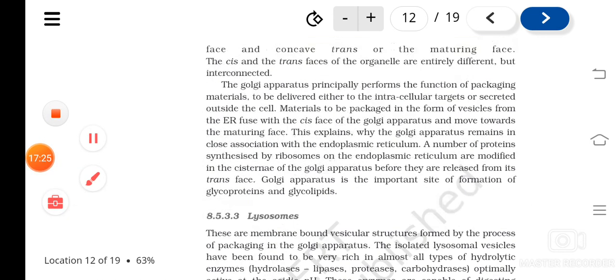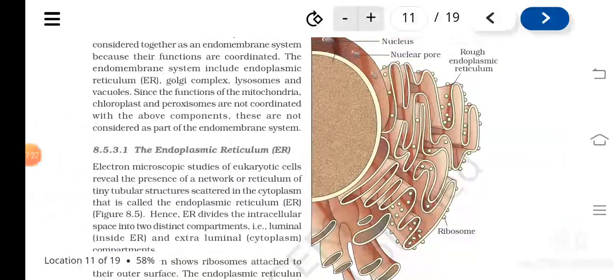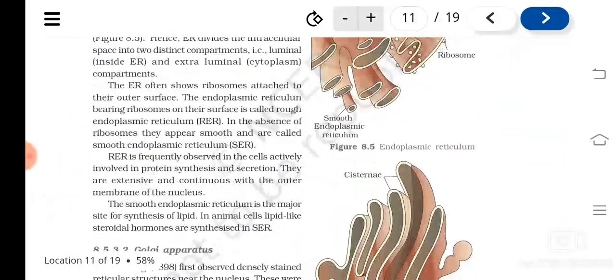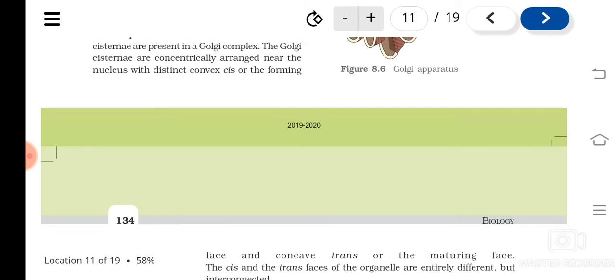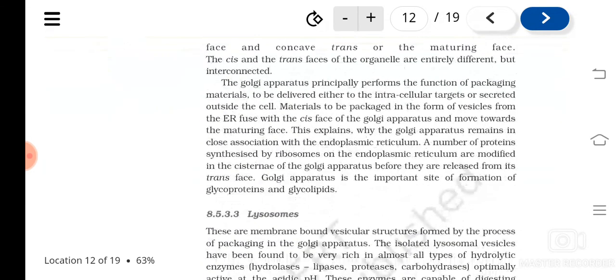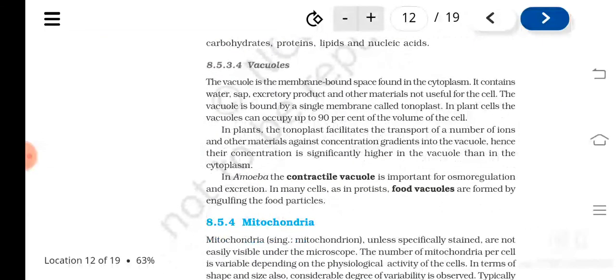So this much, the endomembrane system, includes what all? The endoplasmic reticulum, which I said is of two types. The Golgi apparatus, I told you, what is the speciality? They have cis and trans faces, isn't it? Then I told you about the lysosomes and vacuoles. Hope this much is very clear.